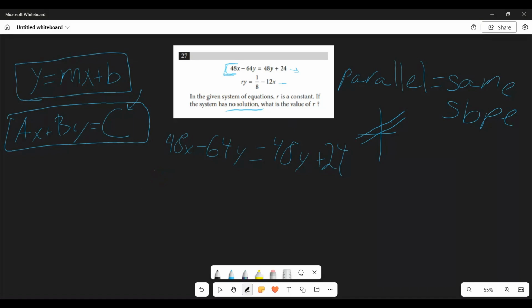So on this side, we will factor out an 8. So 8 times 6 is 48, so this is going to become 6x. And this one right here, 8 times 8 is 64, so this is going to be minus 8y. And let's do the same on this side. Equals, let's factor out an 8. So again, this is going to be 8 times the quantity 6y plus 24. So 8 times 3 is 24.